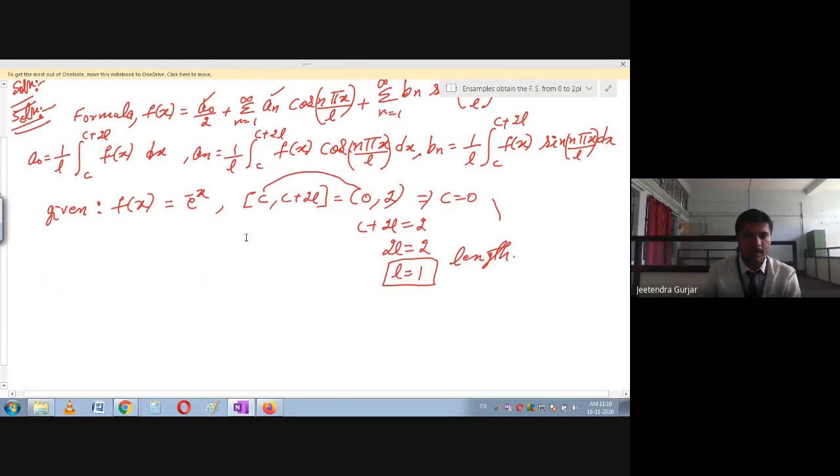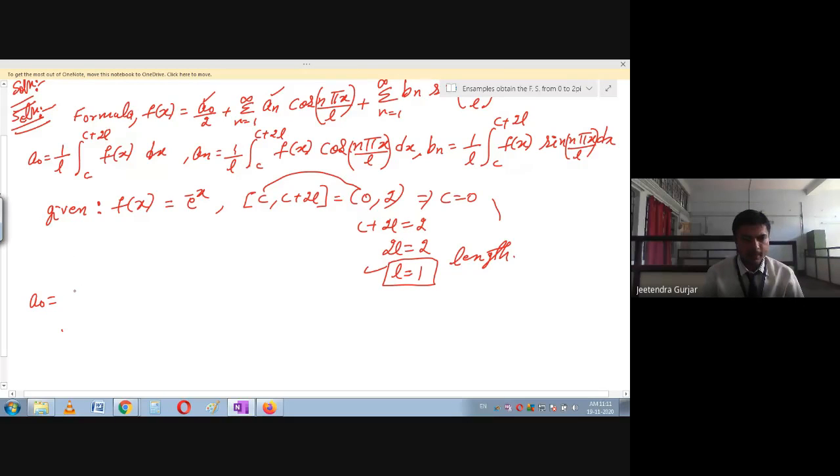Now what is required here, students? First I will try to solve a naught. So please remember the formula. A naught is equal to, you can see here, 1 upon l integration c to c plus 2l f of x dx. So substitute one by one. First I will substitute l is equal to 1. Here you can see why l is equal to 1. I already told you, students. So please go through that once again.